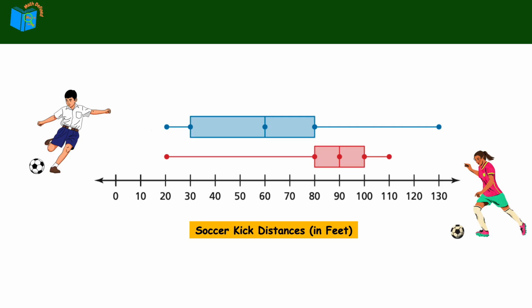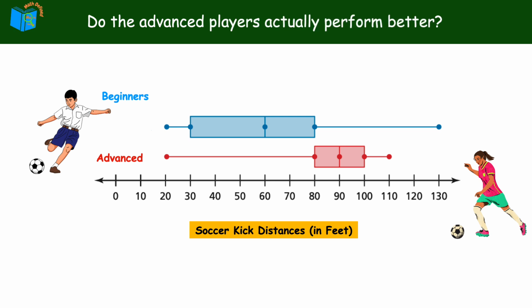So imagine this. A coach randomly selected 15 beginner players and 15 advanced players from a soccer training program. We're going to use these random samples to answer one big question. Do the advanced players actually perform better? And does the data back that up?